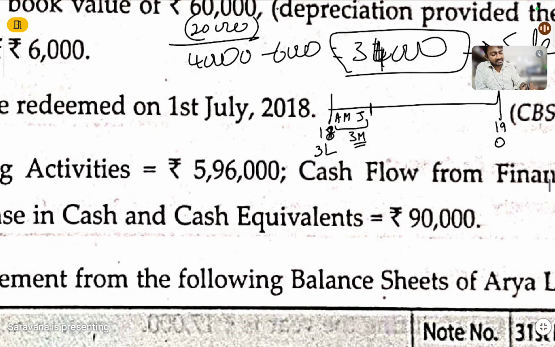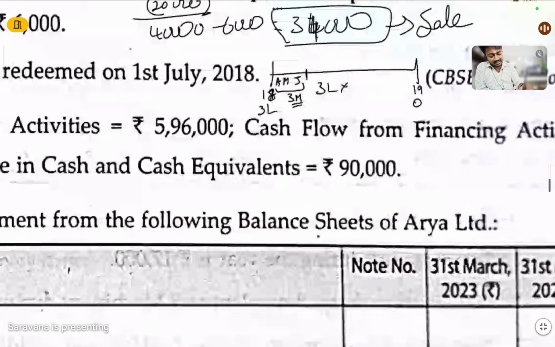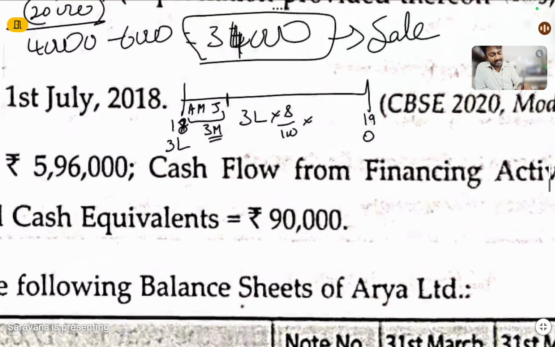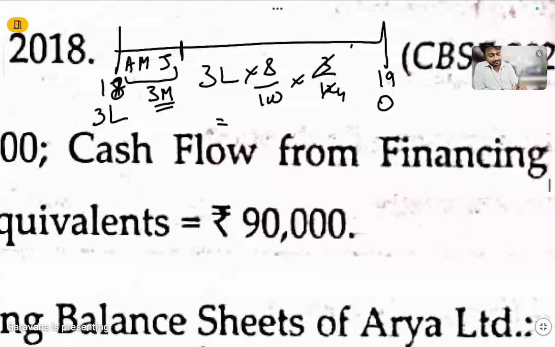What is the 3 month interest? 3 lakh into what is the debenture interest? 8%. So 8 by 100 into 3 by 12. That comes to? 3 lakh into 3 8s are 6,000. Okay, so that comes to 6,000.